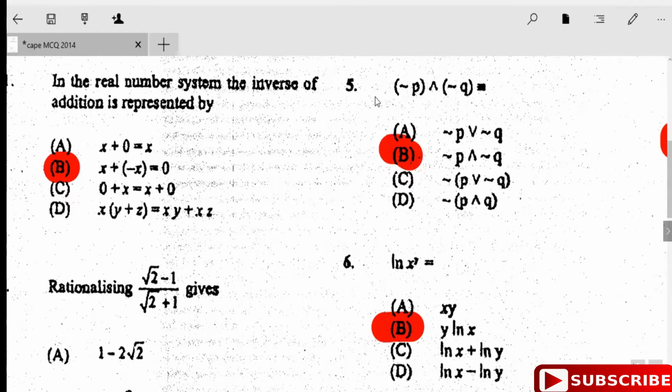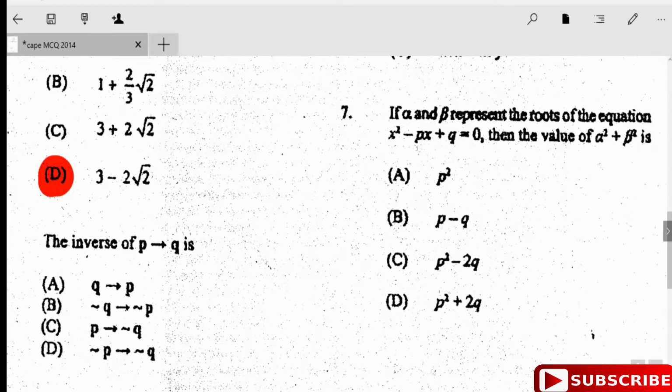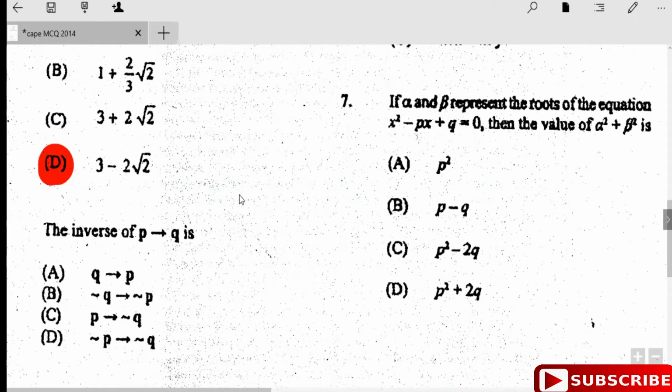All right. So question 2, that's a repeat from question 13. Now question 3, this is a new one. It says, what is the inverse of P implies Q? D, D as in dog. Yes, that is the inverse of P implies Q.